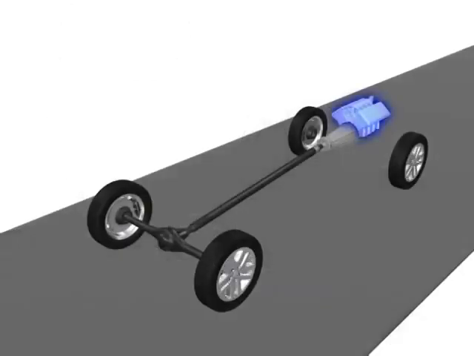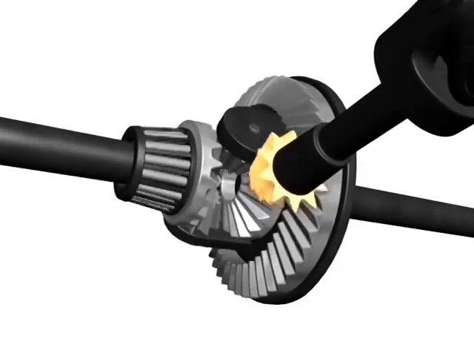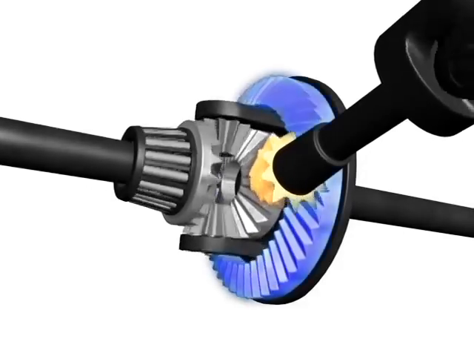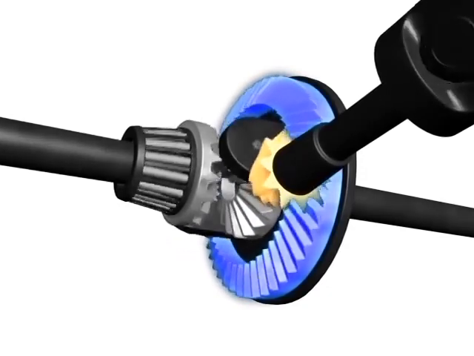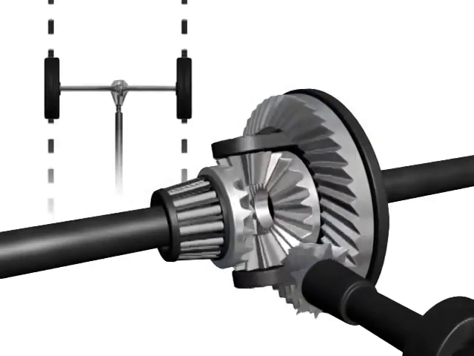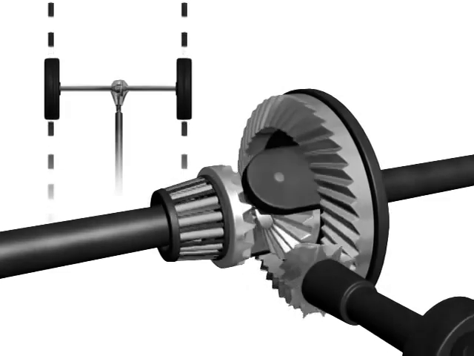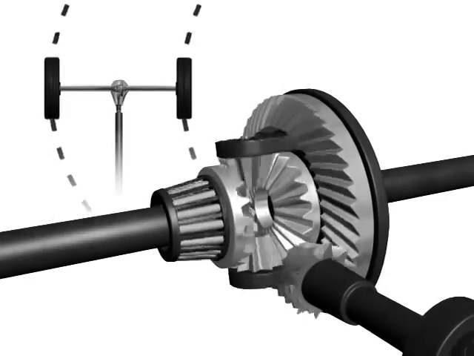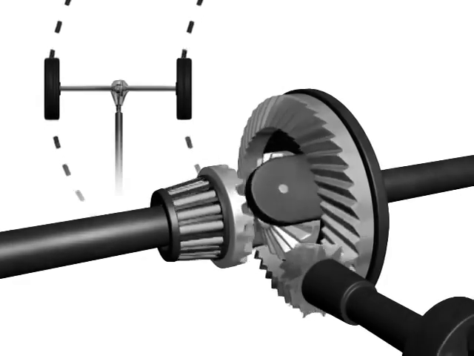Power is supplied from the engine via the transmission to a drive shaft, which connects to the differential. A pinion gear is attached to the end of the drive shaft. This turns the ring gear. The ring gear surrounds a set of differential gears that enable the two rear axles to turn at different speeds. When the vehicle is traveling straight, the left and right axles turn at the same speed. When the vehicle is turning, the difference in rotating speed between the two axles is compensated for by the differential gears.